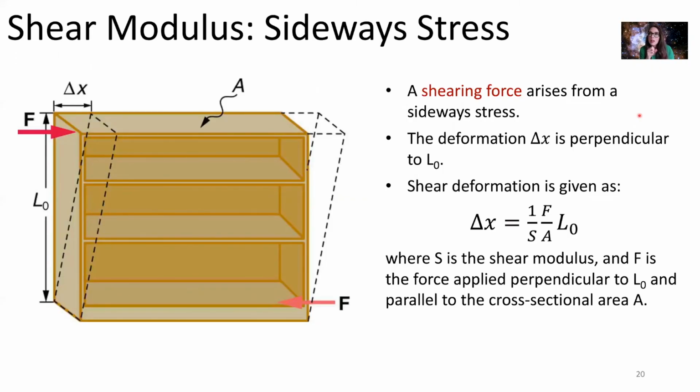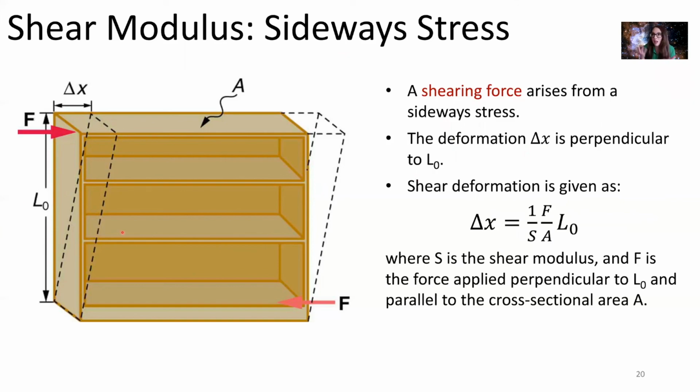There are two other equations that are kind of similar to what we just used. One uses something called the shear modulus, and the other uses something called the bulk modulus, but the ideas are the same. So a shear we're going to think about as a sideways stress. A shearing force arises from a sideways stress. The deformation of the object is perpendicular to its length.